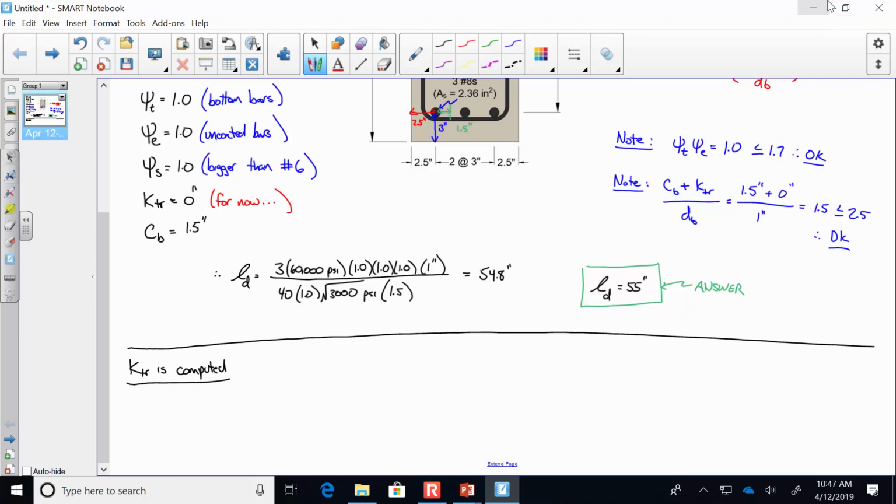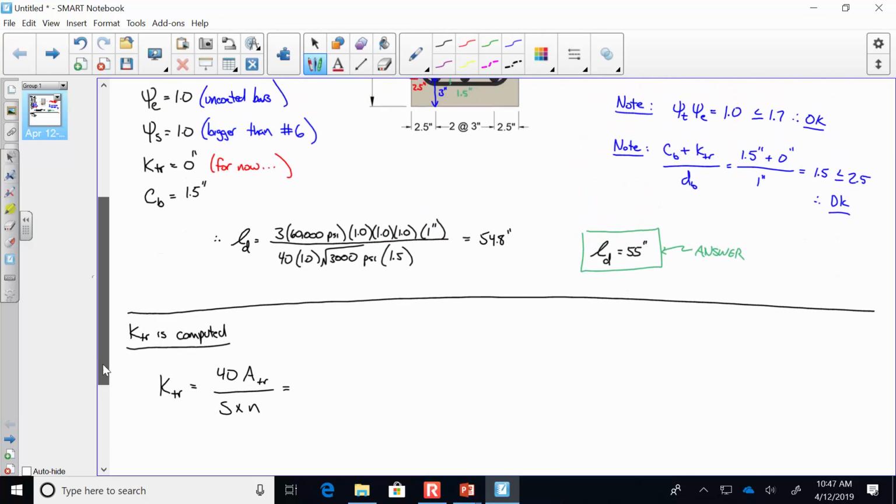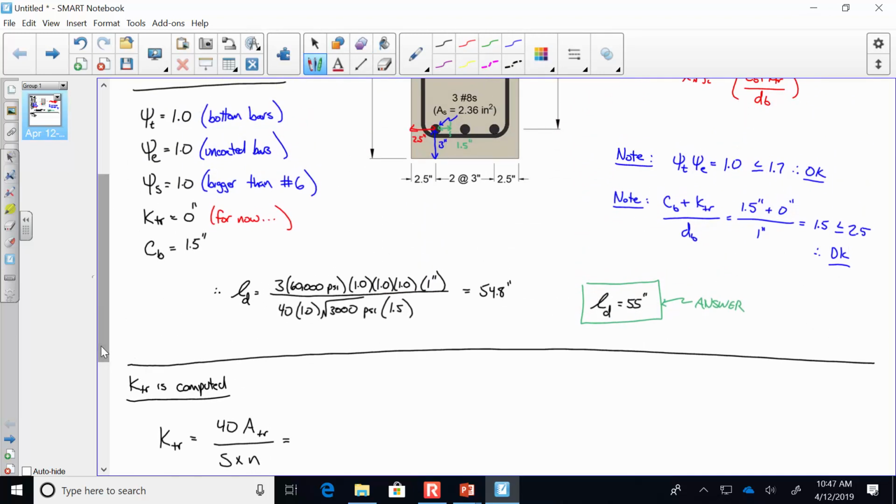All right, let me see if I can do this KTR computation real quick. So KTR is computed as follows. You compute KTR by taking 40 times the area of the transverse reinforcement over S times N, okay? Let me explain where these values are coming from, because it's really, really easy. First off, N is really easy. N is the number of bars in a layer that we're considering. So how many number 8s are we considering? 3. So N is 3. That's easy.